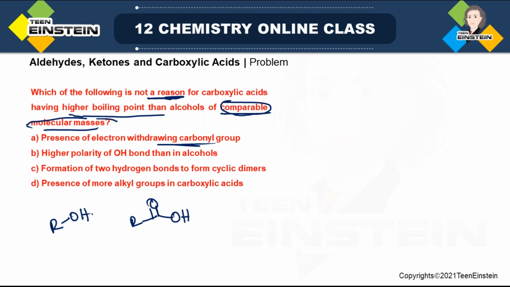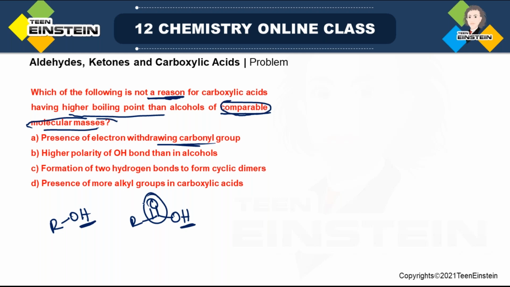That means now this part is fixed, but you have extra C double bond O, which is an electron withdrawing group. So obviously now the hydrogen bond that will be formed between two RCO2H will be very strong compared to the hydrogen bond that is possible between two alcohol molecules. So this is obviously a reason for its high boiling point, because of this group. Now hydrogen bond strength is high, and when hydrogen bond strength is high, boiling point will also be high. So this is obviously a reason, and this cannot be our correct option.